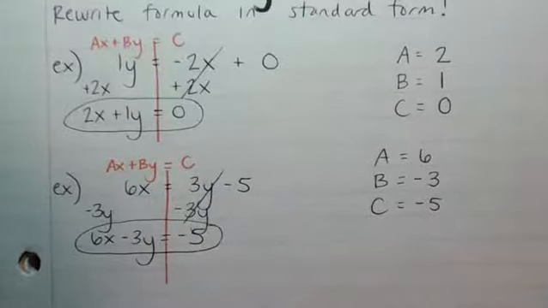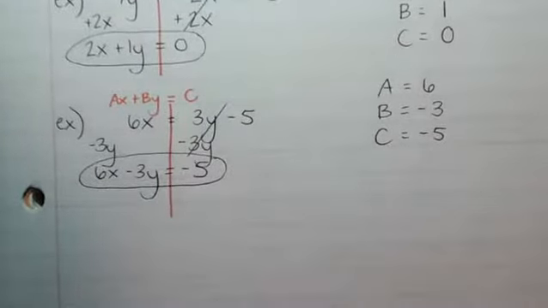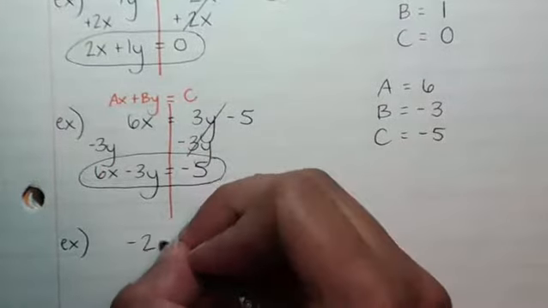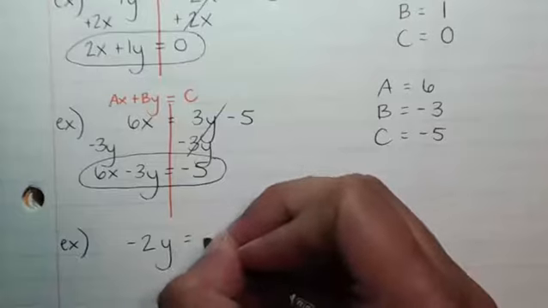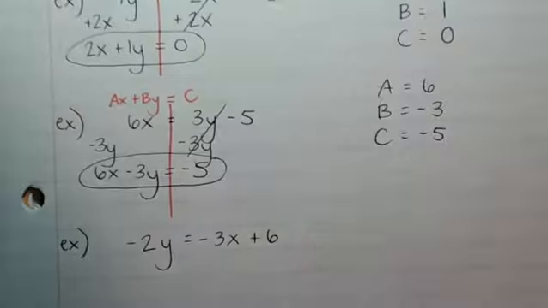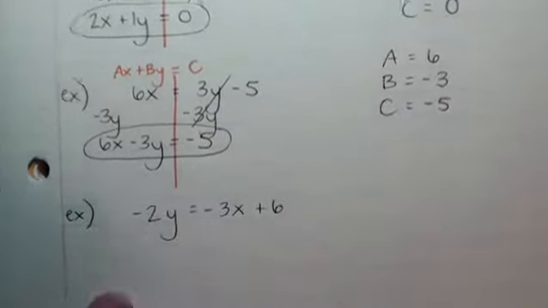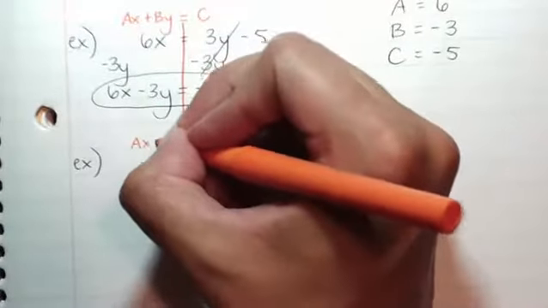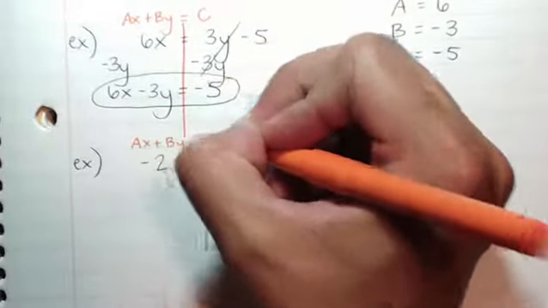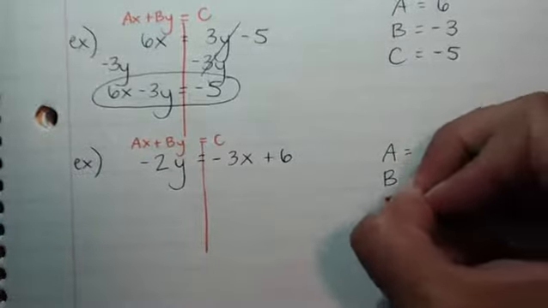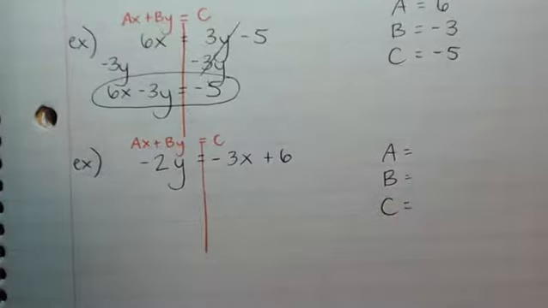Okay, let's try this next one by yourself. I'll give you a minute or two to work on that. Let's try negative 2y is equal to negative 3x plus 6. Again, you're going to work on this one by yourself. Go ahead. I want you right now to always write ax plus by equals c on the top until you get this down. And then I want you to identify your a, b, and c at the end. Give you a minute to do that, and then when everyone's done, we'll push play to go over the answer.